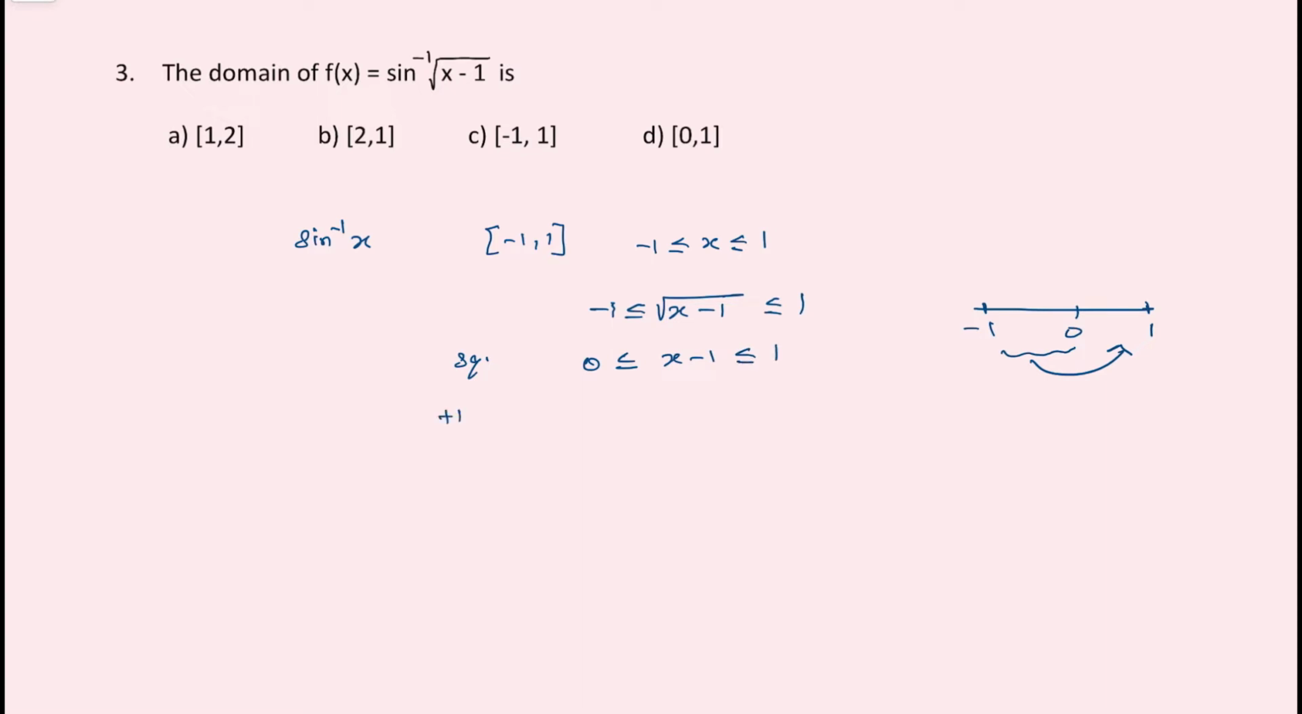Let us add 1 throughout. 0 plus 1 is 1. x minus 1 plus 1 gives us x. And this is 1 plus 1, 2. Closed interval 1, 2. A option is the correct option.